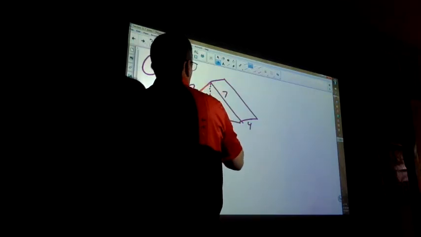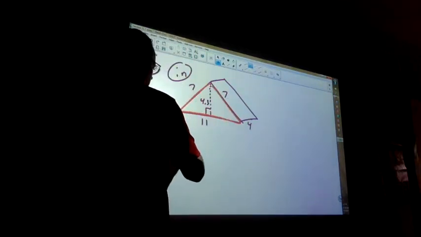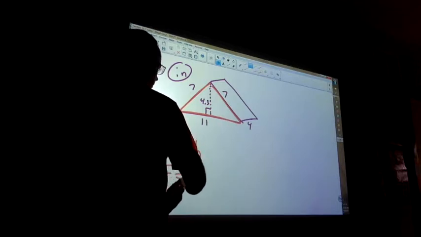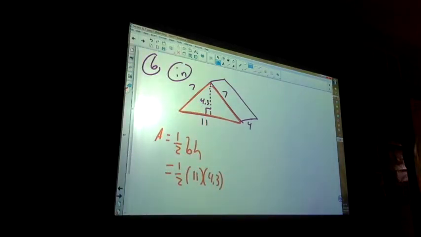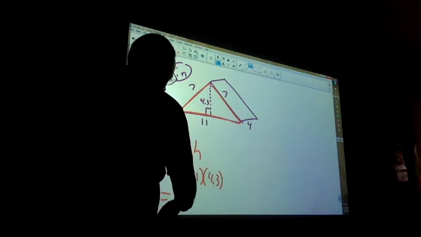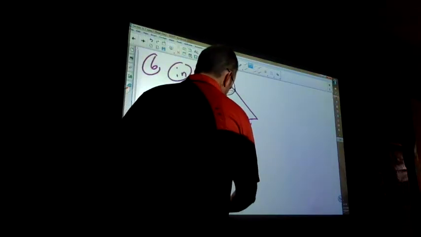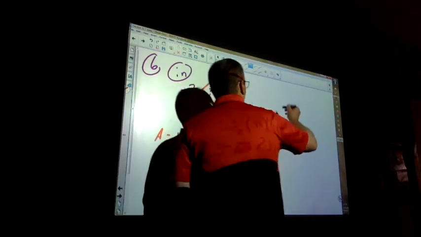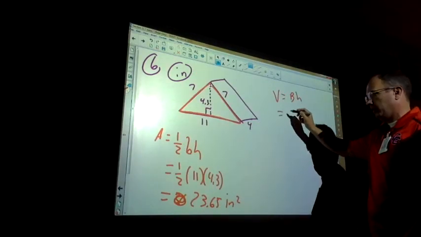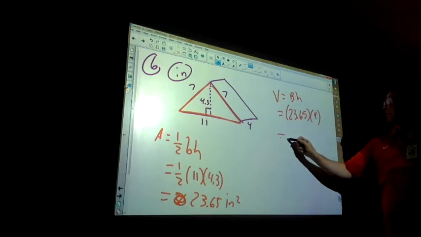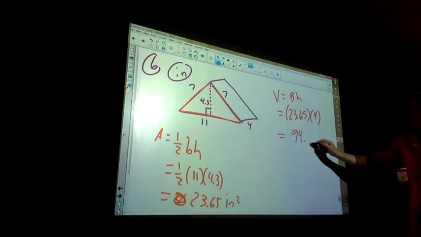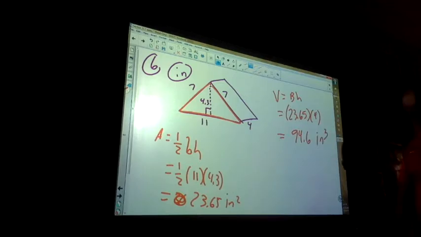So let's find the area of this triangle out front. So area of a triangle is 1 half base times height. We have 1 half base of 11 times the height of 4.3. You guys got the magic. 23.65 square inches. So the volume is base times the height. So the area of the base is 23.65. The height is 4. 94.6 cubic inches. Cool. Everyone get that done?